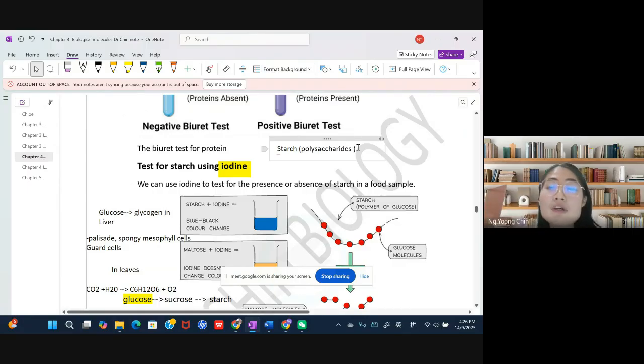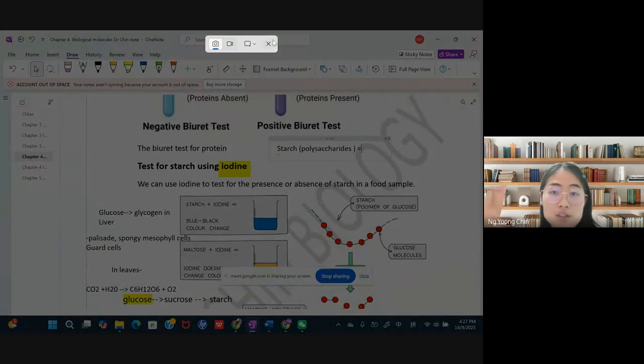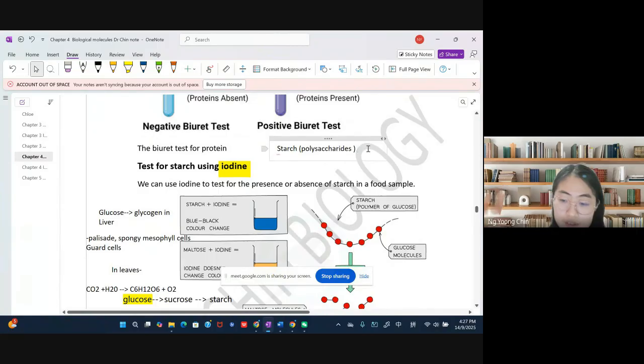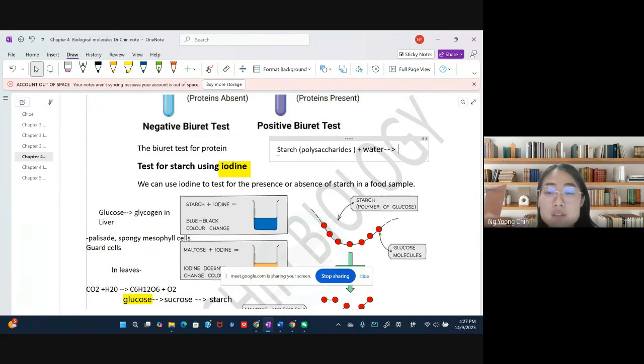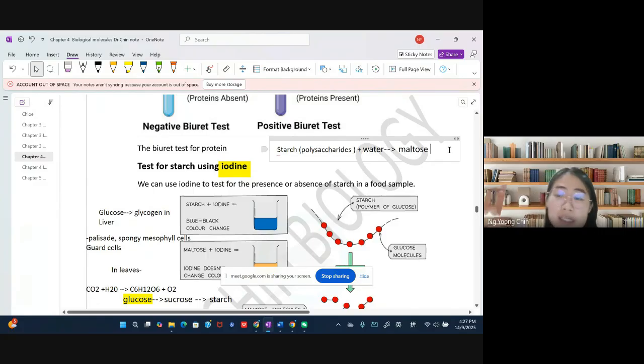So whenever we need to break down starch, for example, we add water to break down the starch. So it becomes what? It becomes maltose. Starch will be hydrolyzed by water to become maltose. Okay, so maltose is a disaccharide.